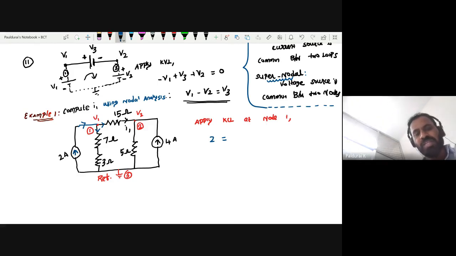What about this current? That you know is V1 minus 0 divided by 7 plus 3. And what about this current? This you know is V1 minus V2 divided by 15.